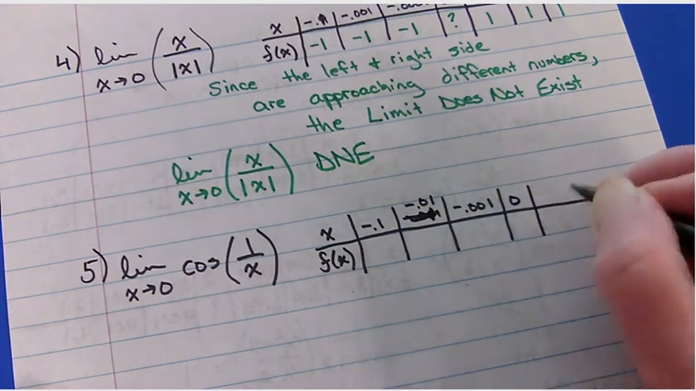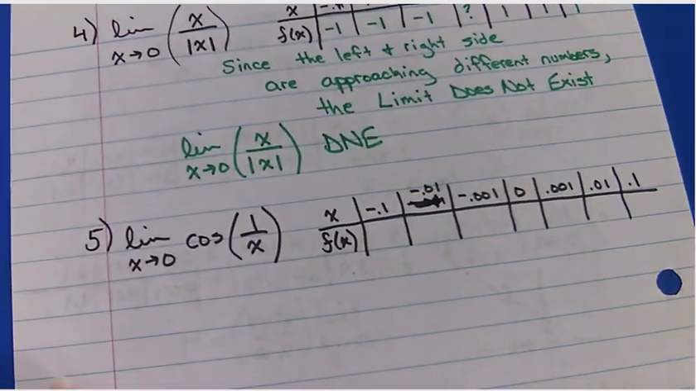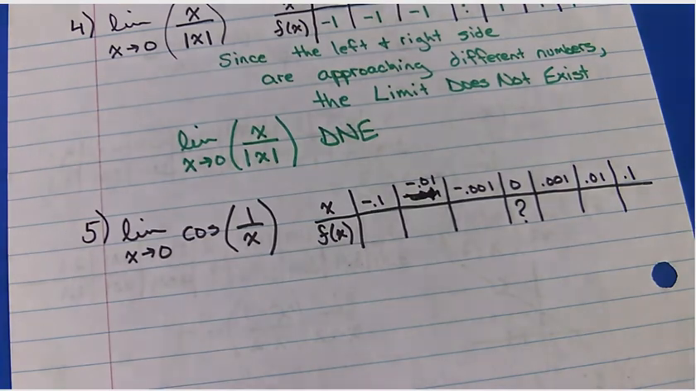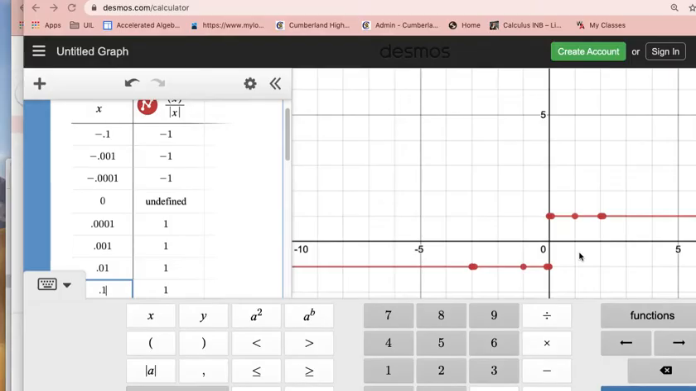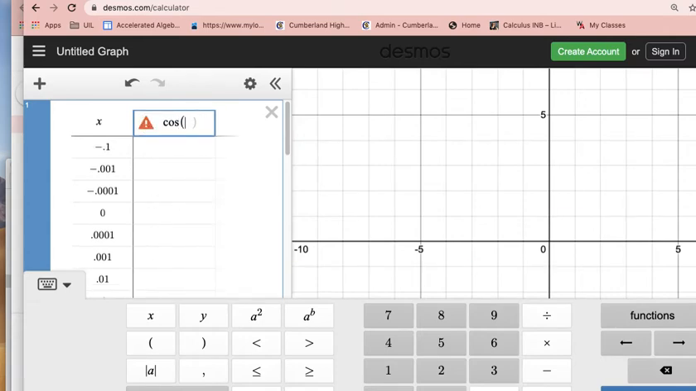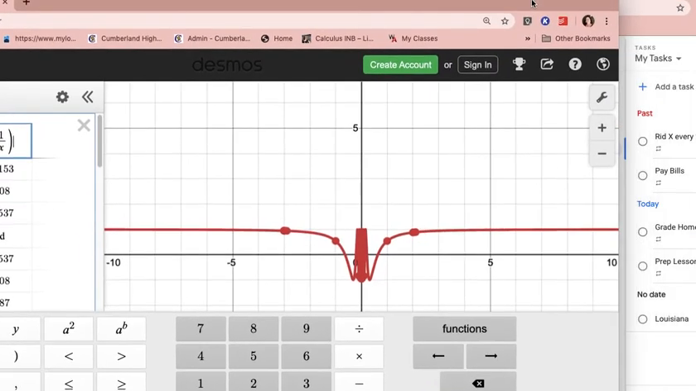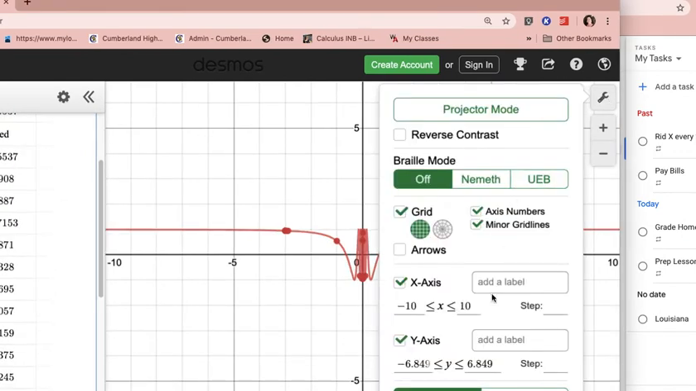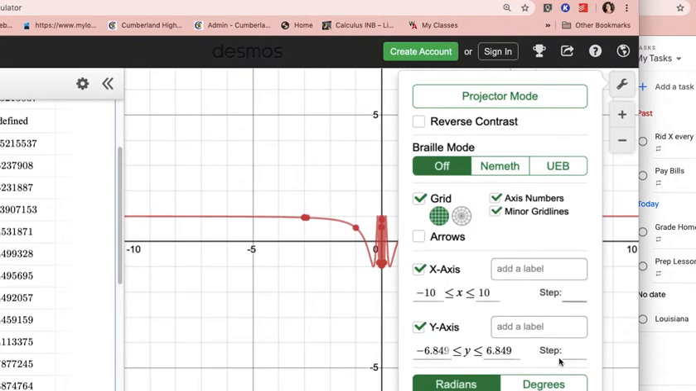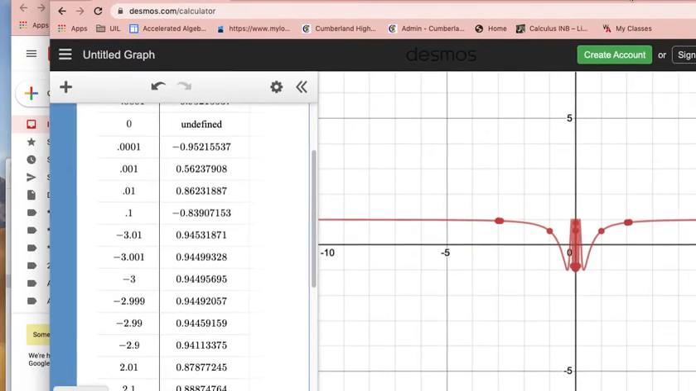Gosh, I'm having one of those mornings. Remember, I don't care what's here. I'm trying to get close to 0. So I'm going to come back up here. Cosine of 1 over x. I'm also going to check that I'm in the right mode. Over here, there's a little graph settings. You can check that you are in radians there, and I am. So I'm good there. But look at this graph.